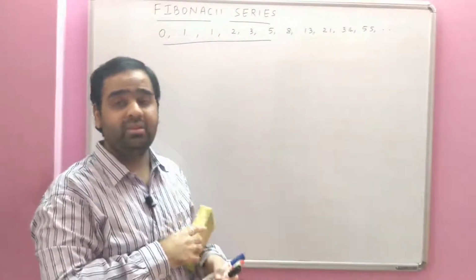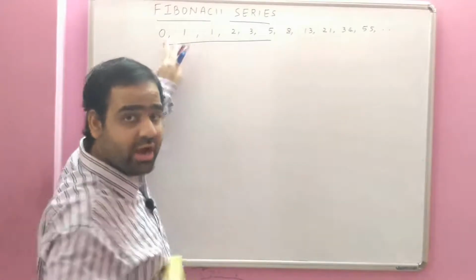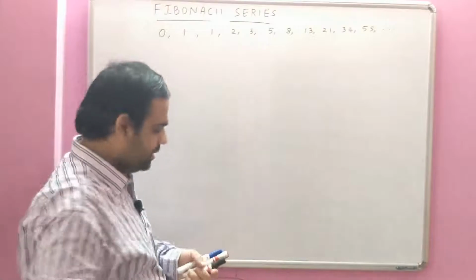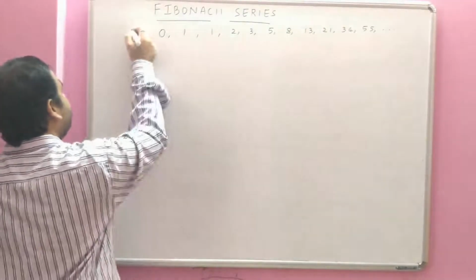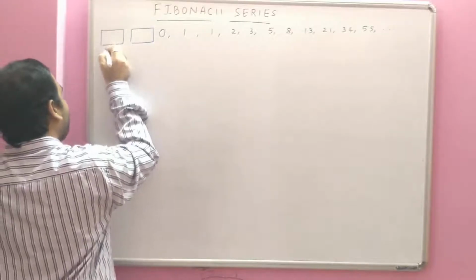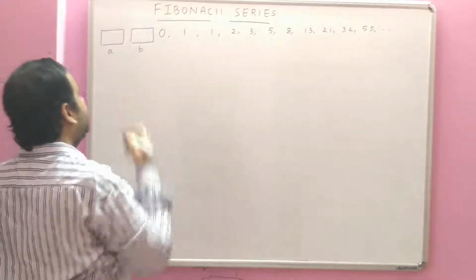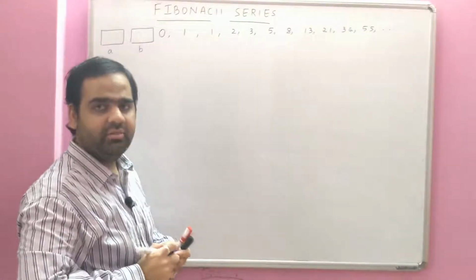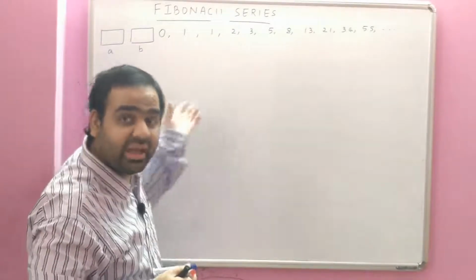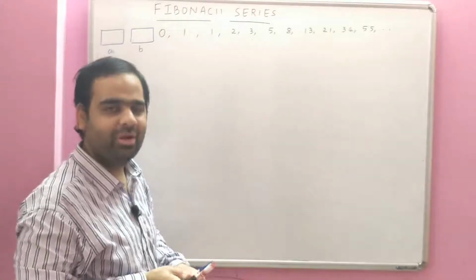Now, how do we print the starting 6 terms? The starting two terms are fixed to 0 and 1. That means there might be previous imaginary terms. Let us call the previous imaginary terms A and B. These are not part of the Fibonacci series, but they help us to compute the first term and the second term of the Fibonacci series.